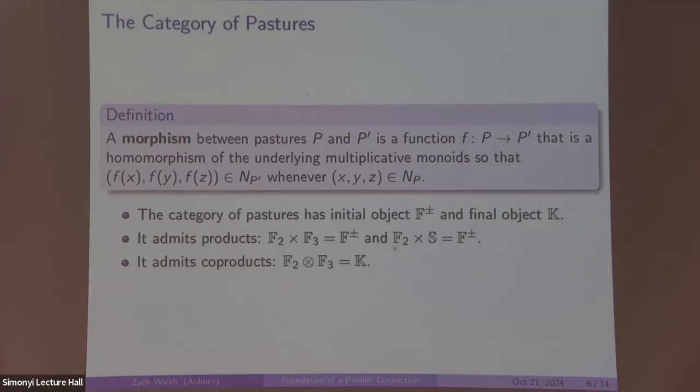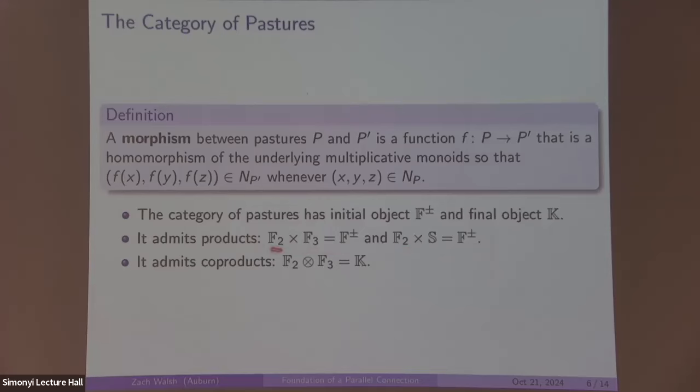Okay, and the product of the 2-element field and the sign hyperfield is also the regular partial field. And the co-product of F2 and F3 is the Krasner hyperfield. This is the only pasture that has morphisms from F2 and F3. Yeah, so I should mention, these are just computations. You can actually do these computations in Macaulay2 if you want. Pastures have been implemented in Macaulay2. But these computations actually prove well-known results in matroid theory.